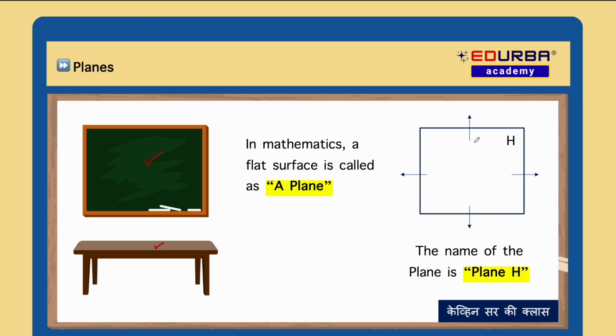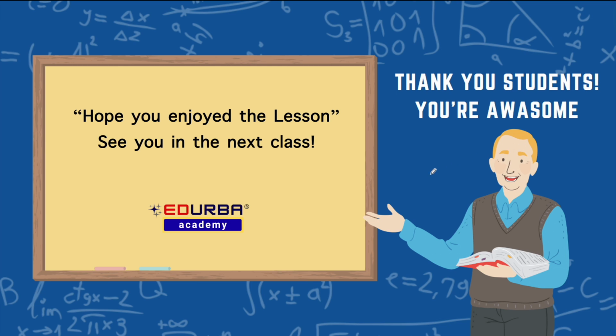Now understand that even if those four arrows are not shown, we still assume that a plane can be stretched without any limit in all the four directions. A plane can be named with a capital letter of alphabet. In this case, we have plane H. So hopefully children, you now understand points, lines, segments, rays and planes.